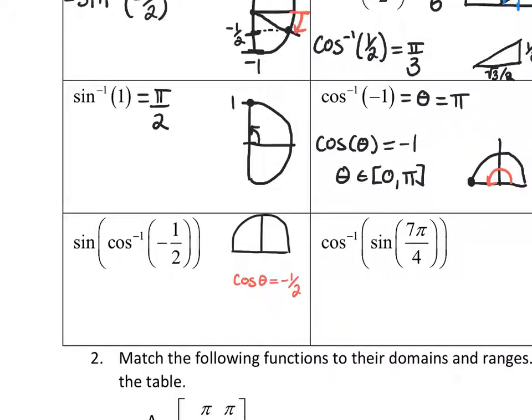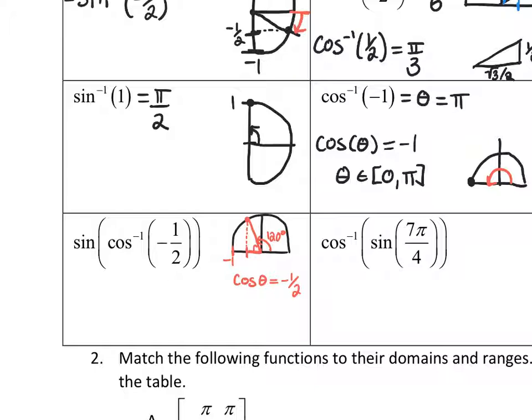Cosine is the x-coordinate on the unit circle. I want the x-coordinate to be -1/2. Here's -1, so this would be -1/2. I'm going to draw an altitude, draw the hypotenuse, and there is my 30, 60, 90 triangle. But because this is 60 degrees here, I have to have 120 degrees as its supplemental angle.